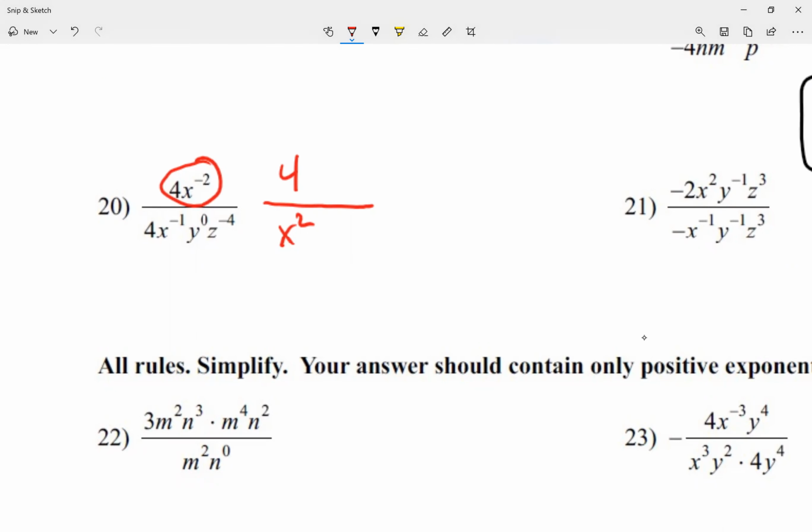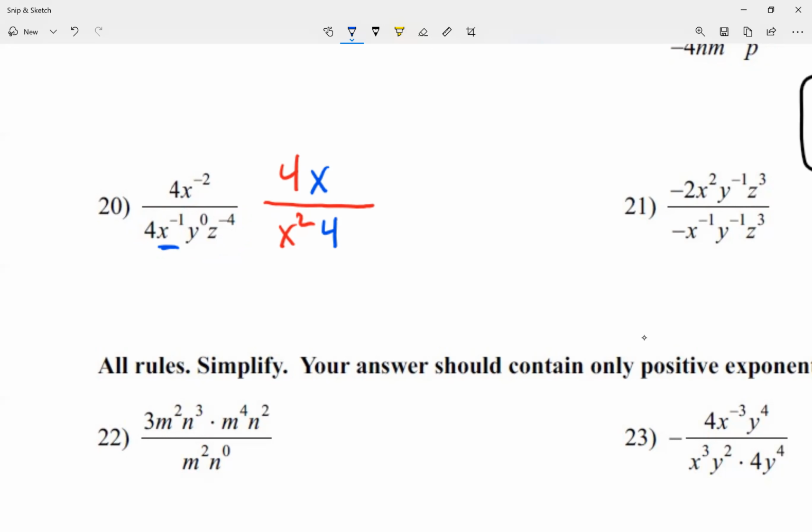Okay. Like I said, I was just focused on the top. Now let me just focus at the bottom. I see a 4 at the bottom, so I'm going to put my 4 there. Let me bring a 4 here, because I'm just looking at the bottom. Then I see x to the -1. So that means x to the 1 on the top. Then I see a y to the 0. We learned yesterday that y to the 0 is 1.